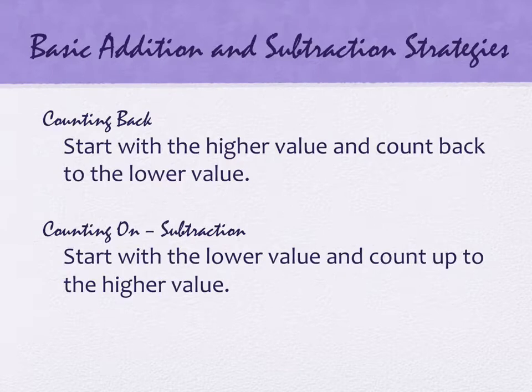And then there's also the counting on strategy for subtraction, which is very similar to counting back, but you start with the lower value and you count up. So for instance, if I were doing 15 minus 3, which is not a great example for this one, but if I were, I would start with 3 and I would count up until I got to 15. So 3 would be 4, 5, 6, 7, 8, 9, 10, 11, 12, 13, 14, 15. I counted 12. And that would be the counting up strategy.